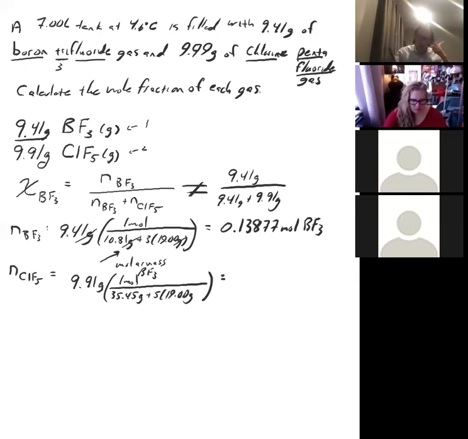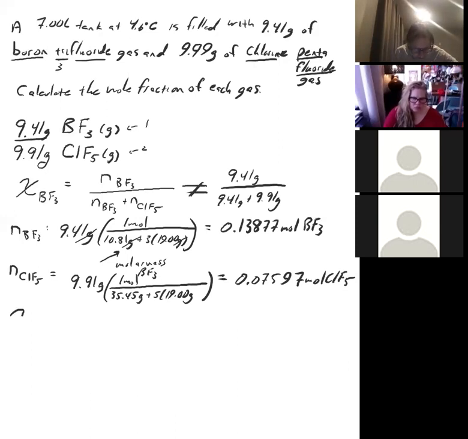Okay, so chlorine pentafluoride. Divide by the molar mass. So 9.91 divided by 35.45 plus 5 times 19, and you get 0.07597 moles of chlorine pentafluoride. Again, we don't need the temperature or the volume to do this. We just use the molar masses to find the number of moles. Now we can do our mole fractions.